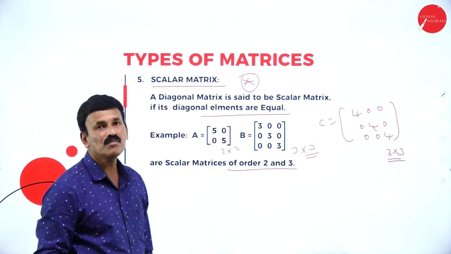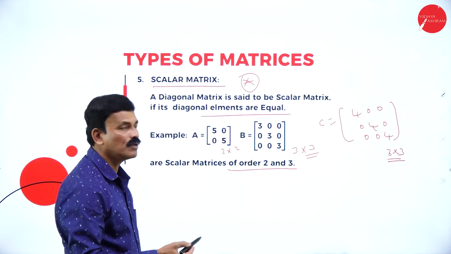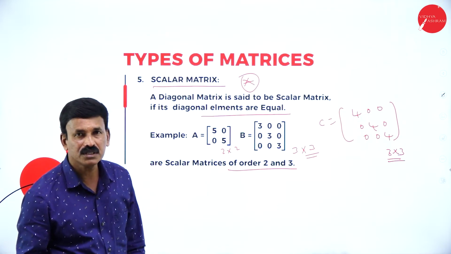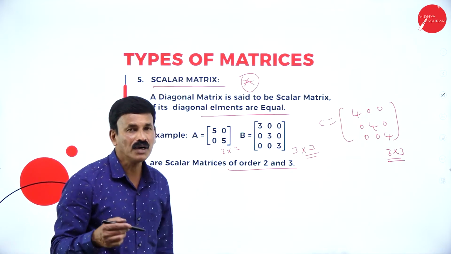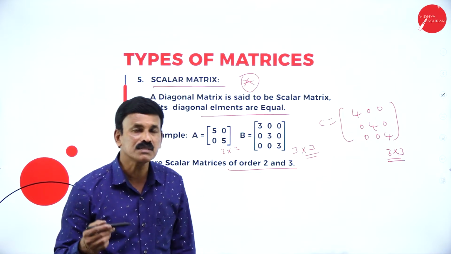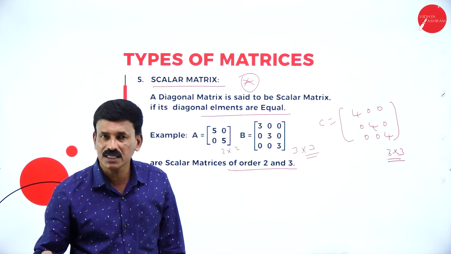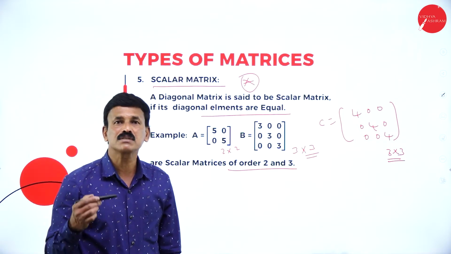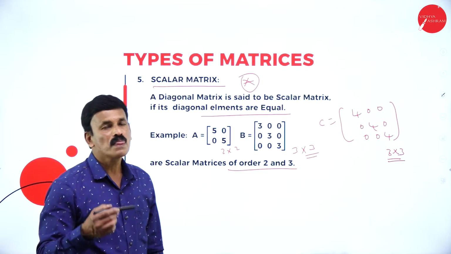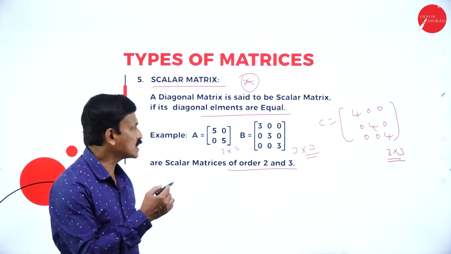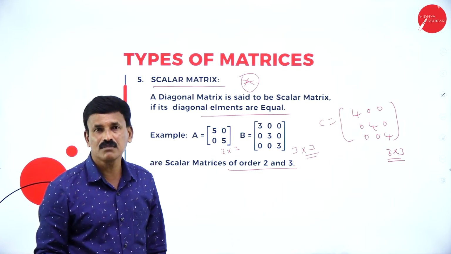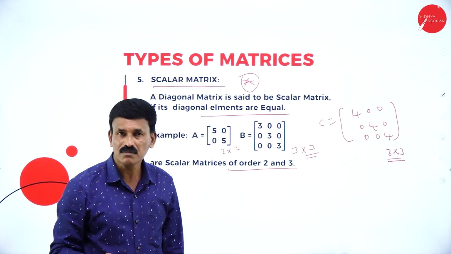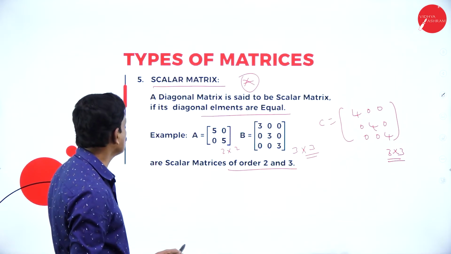Now, these are all examples of diagonal matrices. All scalar matrices are examples of diagonal matrices, whereas all diagonal matrices are not scalar matrices. For a diagonal matrix, all non-diagonal elements must be 0, whatever the diagonal elements may be. Whereas for a scalar matrix, all diagonal elements must be the same. So therefore, the conclusion is all scalar matrices are examples of diagonal matrices, whereas all diagonal matrices are not scalar matrices. Now let us come to the next concept.